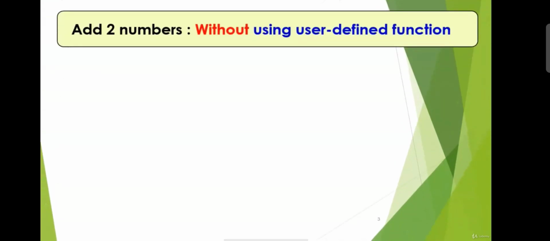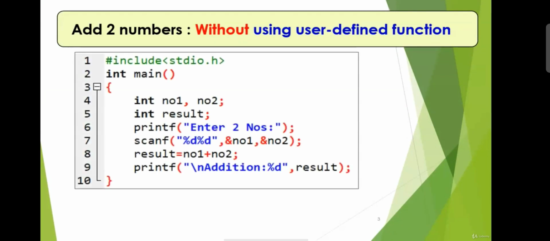Let's write the C code to add two numbers without using any user-defined function. So the code looks like this. You can see that in the code there is only one function, that is the main function. I have not added any user-defined function here. So main function does everything. It accepts two values from the user, performs the addition, and then finally displays the addition on the screen.